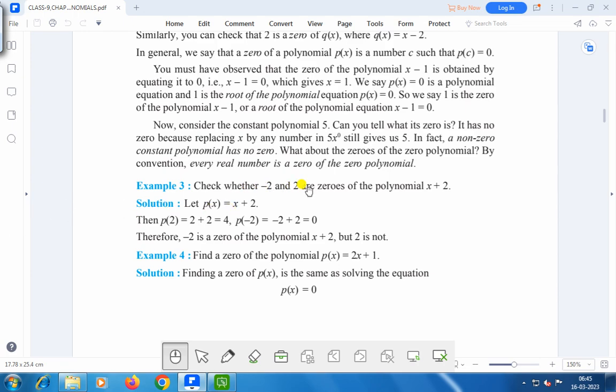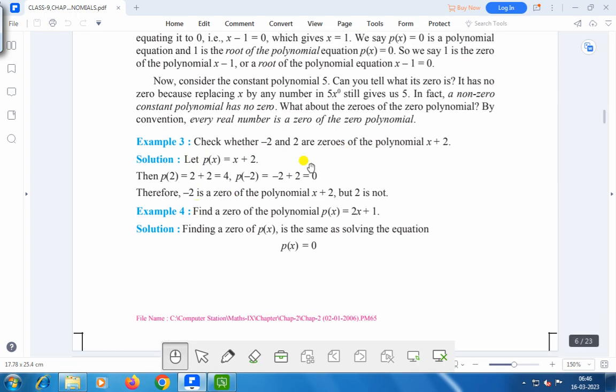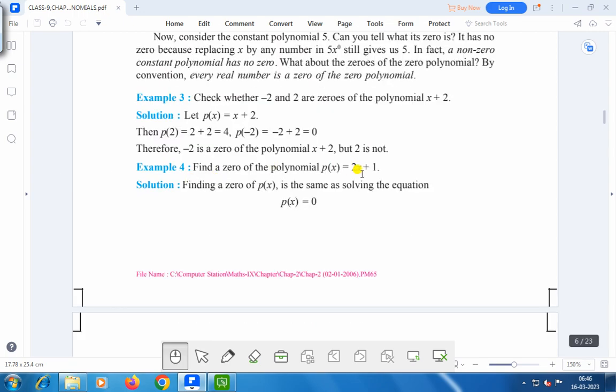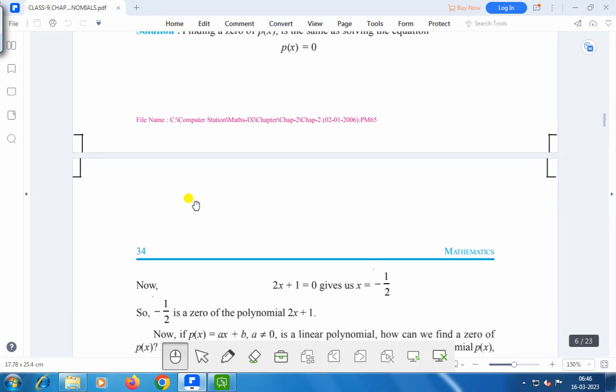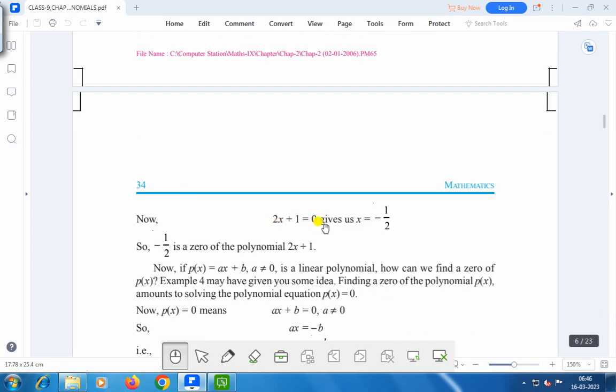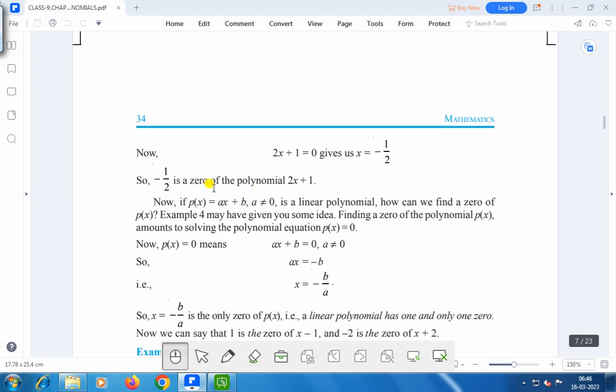Check whether minus 2 and 2 are zeros of the polynomial x plus 2. Let p(x) equal to x plus 2. We find p(2) is 2 plus 2, that is 4, p(minus 2) is minus 2 plus 2, 0. Therefore, minus 2 is a zero of the polynomial x plus 2, but 2 is not. Find a zero of the polynomial p(x) equal to 2x plus 1. Finding a zero of p(x) is the same as solving the equation p(x) equal to 0. Or you can say 2x plus 1 equal to 0 gives us x equal to minus 1 by 2. So minus 1 by 2 is a zero of the polynomial 2x plus 1.